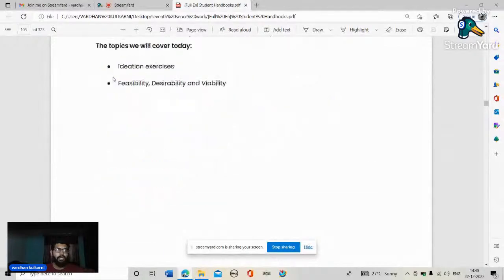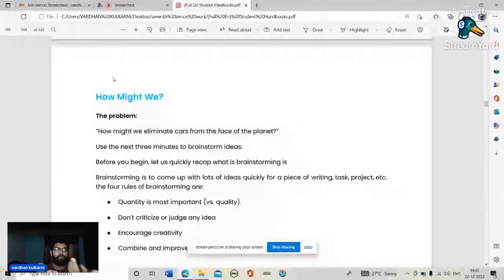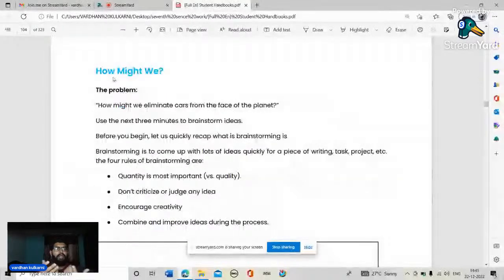So we'll look at how might we solve the problem: how might we eliminate the cars from the face of the planet? If we are trying to eliminate the cars from the face of the planet, use the next 3 minutes to brainstorm those ideas. Before we begin, let us quickly recall what brainstorming is.